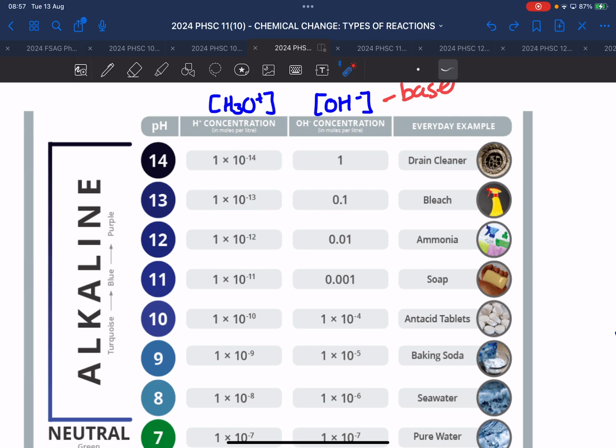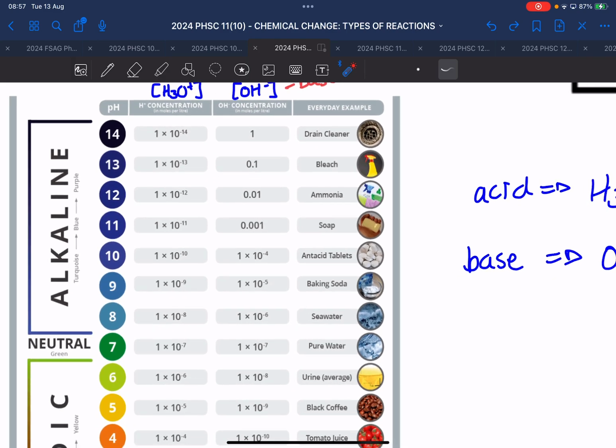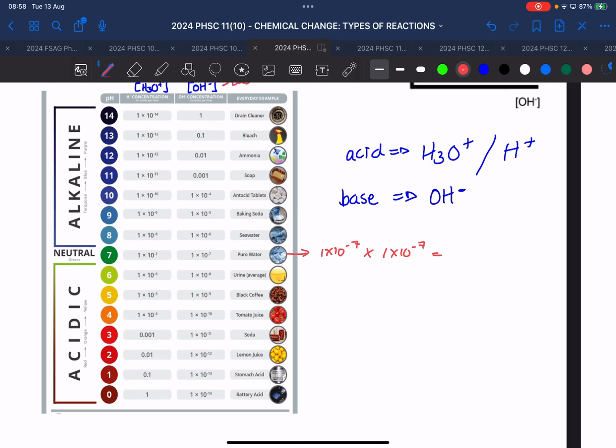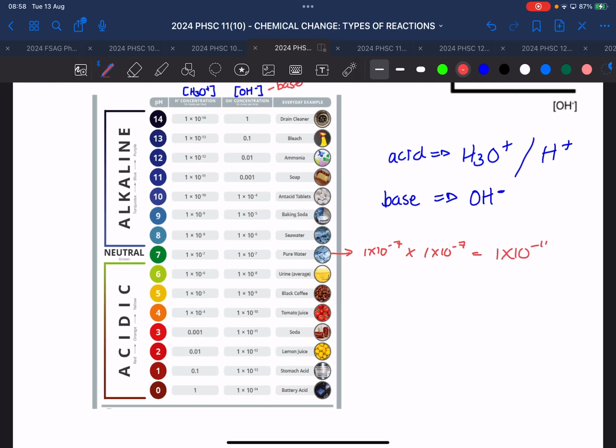But it's not adding, but I'll give it to you. If you multiply them with one another. If you multiply, let's take pure water quickly. If you multiply 1 times 10 to the power negative 7 times 1 times 10 to the power negative 7, you get 1 times 10 to the power negative 14.